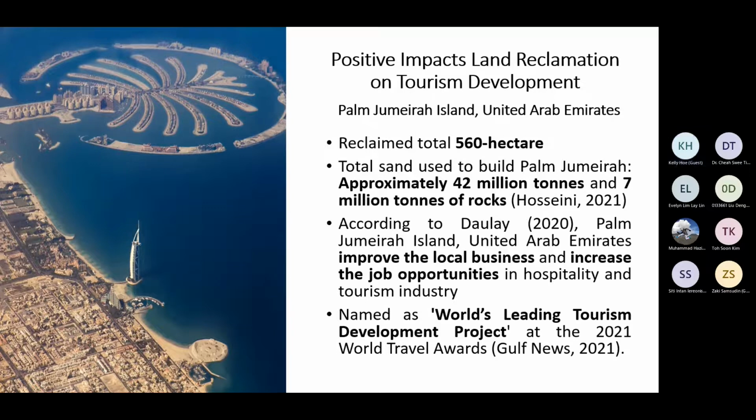So the positive impacts of the land reclamation for tourism development in the Palm Jumeirah Islands in the United Arab Emirates: it reclaimed a total of 560 hectares of land, and the total sand used to build this island is approximately 42 million tons and 7 million tons of rocks. And the Palm Jumeirah Islands actually improve the local businesses and increase job opportunities in the hospitality and tourism industry. It was named the world's leading tourism development project at the 2021 World Travel Awards.